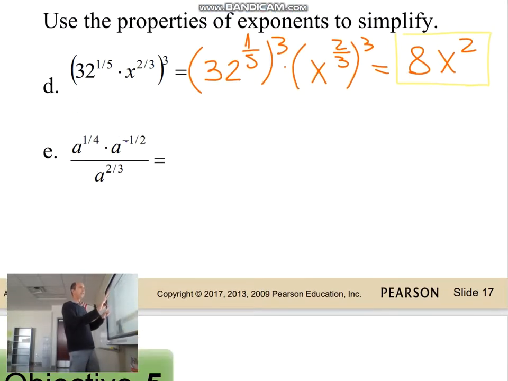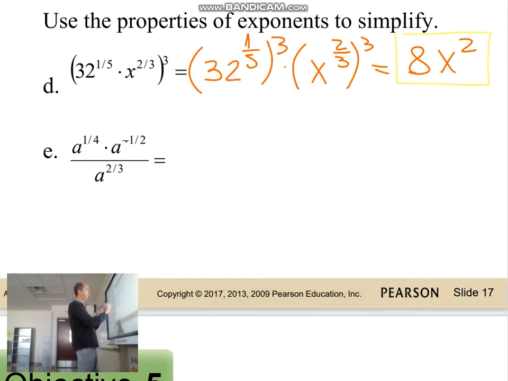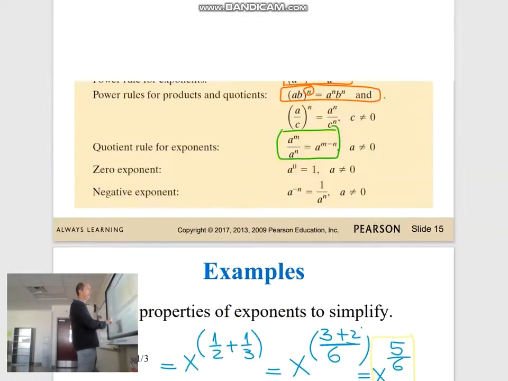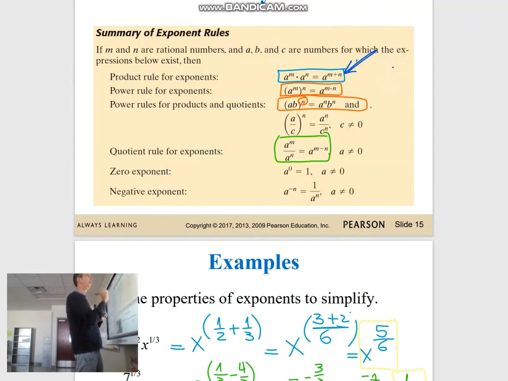Okay, now I just cleaned up the screen. We have more space to work. And let's work on the next, letter E. A exponent 1 over 4 times a exponent negative 1 over 2 divided by a exponent negative 2 over 3. Look, if we check the properties, we will apply this. If they are multiplying, we're going to add the exponents, and we will also apply this. If they are in a fraction, they are dividing, we subtract the exponents.